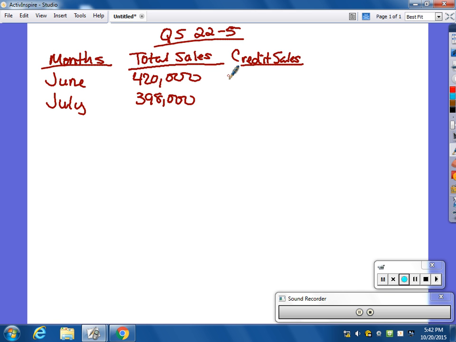No, 60% is the cash. We're talking about the credit. They're asking about the credit here, not the cash, because we have to figure it out. But what did the problem say?